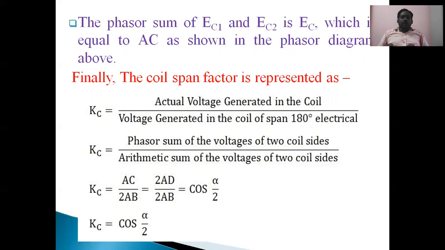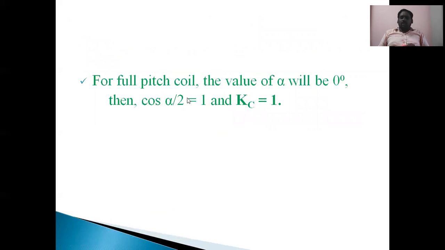Here alpha is nothing but the electrical degrees. For a full pitch coil, the pole pitch is 180 degrees. Cos 180 is nothing but... sorry, cos 180 is nothing but 1, which would mean 1 by 2, that is 0.5, cos 0.5, which is less than 1. But that means for a full pitch coil, cos alpha by 2 is equal to 1 here.